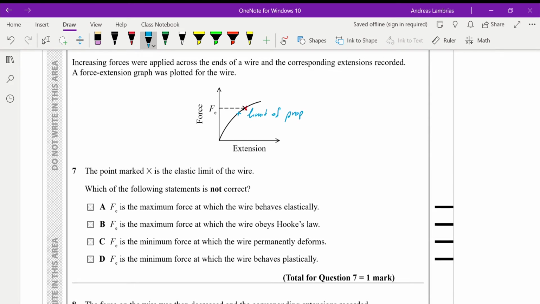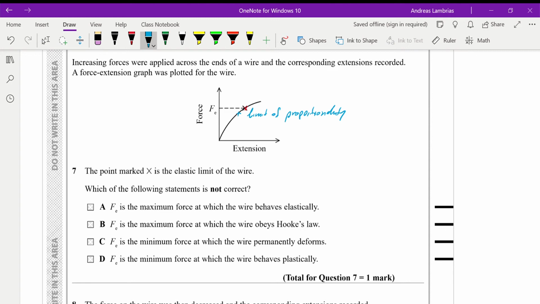What is the limit of proportionality? It's the region where the force and the extension are proportional. So they form a straight line. That means the wire obeys Hooke's law during that part, and after it reaches the limit of proportionality, it doesn't obey Hooke's law. The increase of the extension along with the force is not proportional anymore.